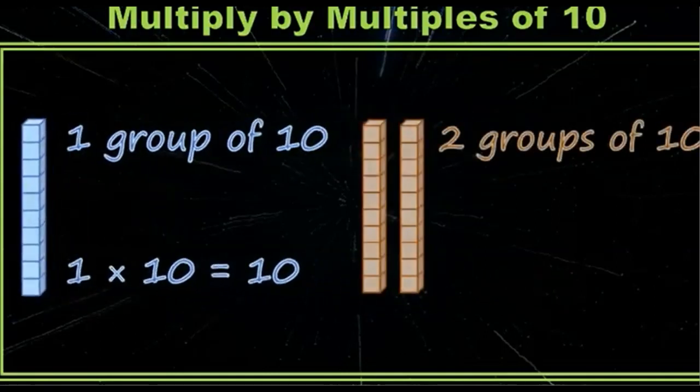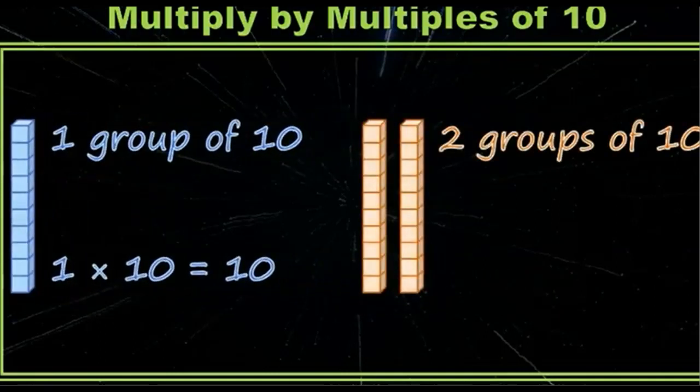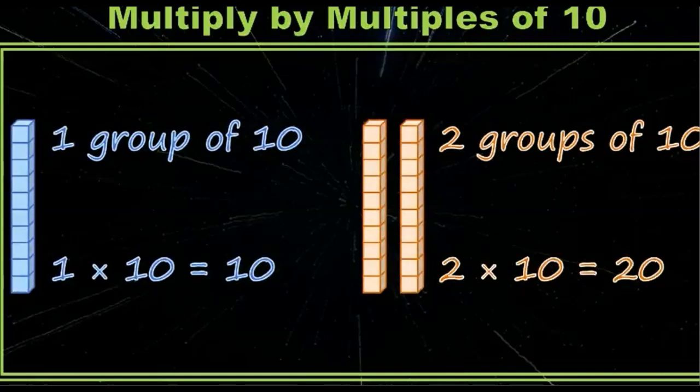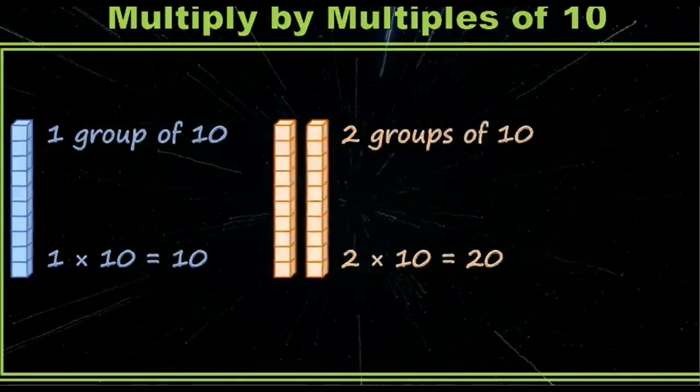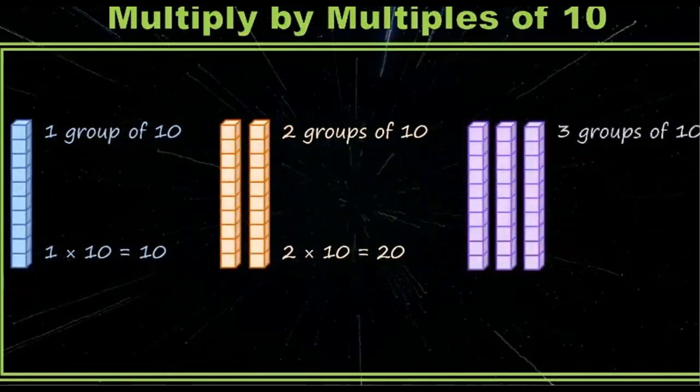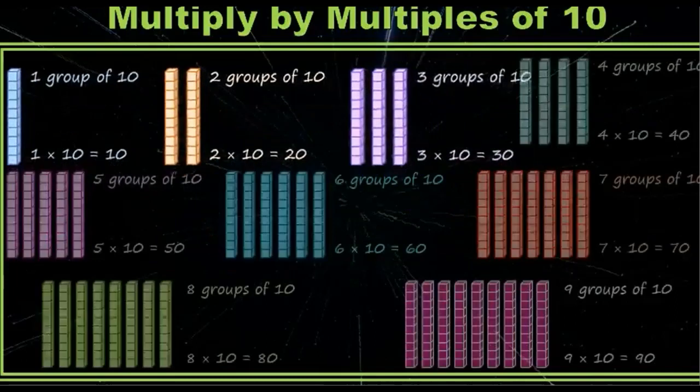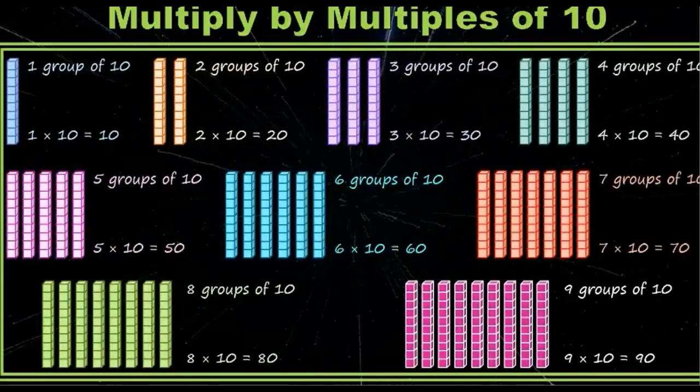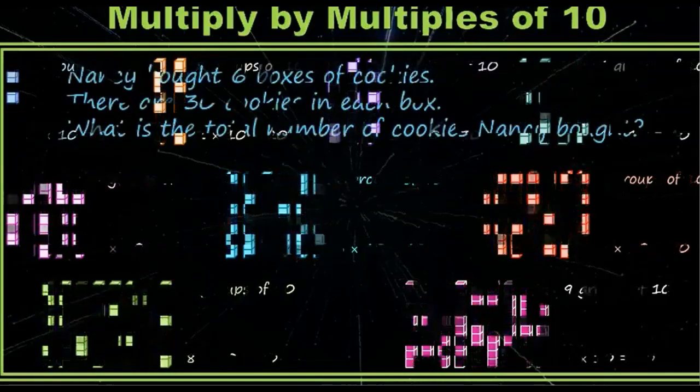Now what happens when we have 2 groups of 10 little cubes? Well, we can still write that as 2 equal-sized groups of 10, or 2 times 10, which gives us 20 of those little cubes. And if we go to 3 groups of 10, we have 3 times 10, which gives us 30 of the little cubes. And so on for all of your friends being multiplied by 10. So how might we apply some information like this? Let's take a look at an example.